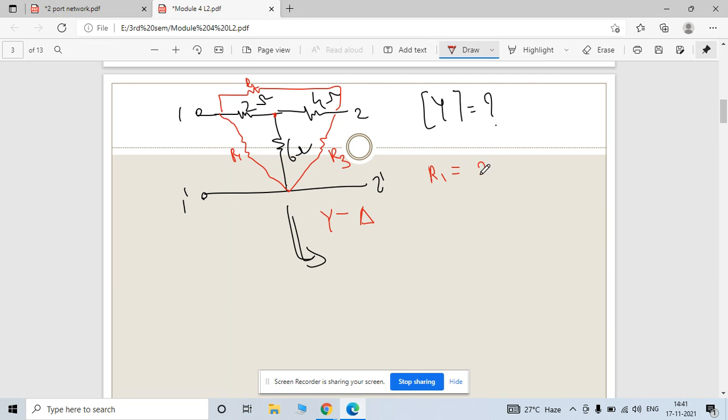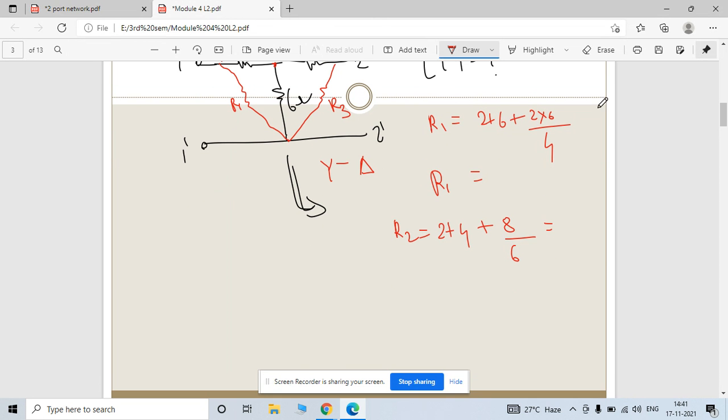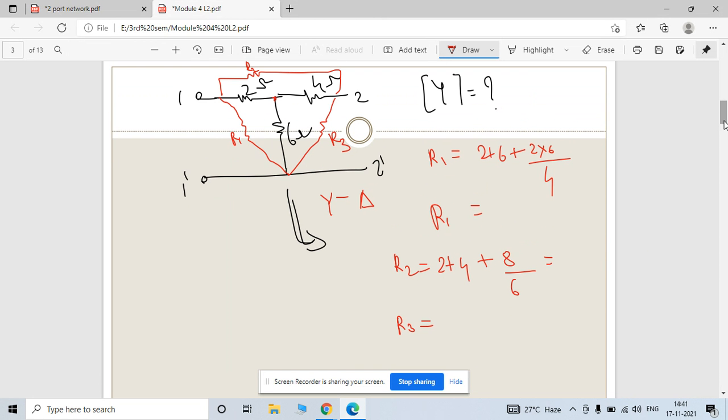R1 is nothing but 2 plus 6 plus 2 into 6 by the opposite resistance, which is 4. Try to solve it and answer me. What is the value of R1? And R2 is nothing but 2 plus 4, 2 plus 4 plus 8 divided by 6. Solid, guys. What is the value of R3? What is the value of R3 here?